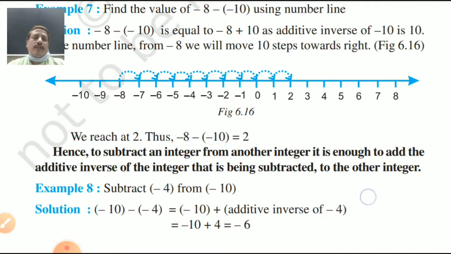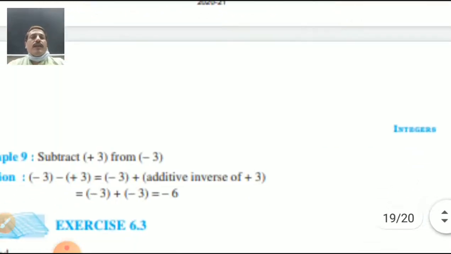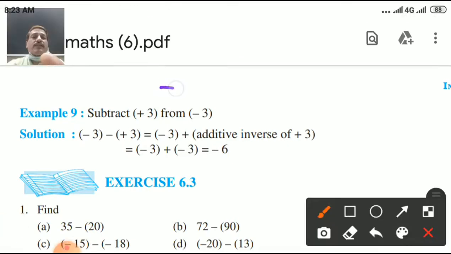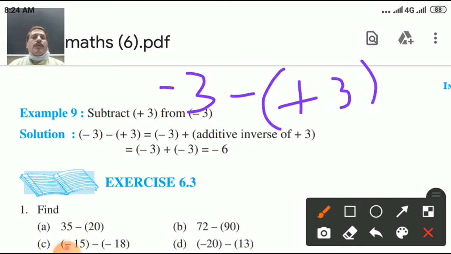So the answer is -6. Now here is the last example: subtract +3 from -3. Students, here be careful. -3 minus +3. Got the answer? No. Okay. What will be the additive inverse of +3, son? Yes, -3. Done? Clear? Both numbers are negative. We can add up. The answer is -6.